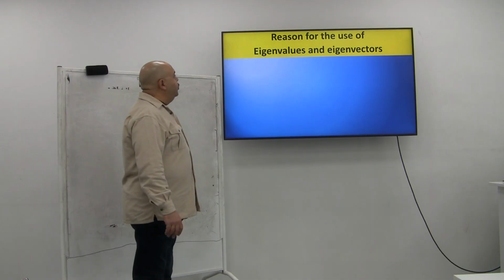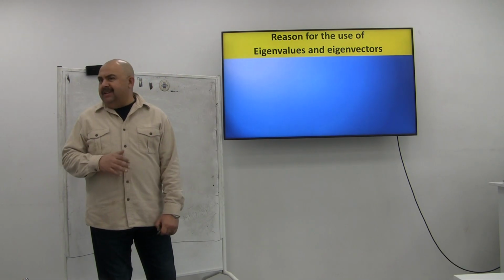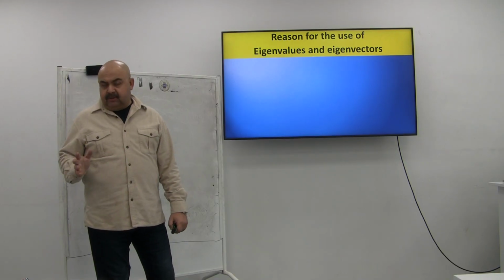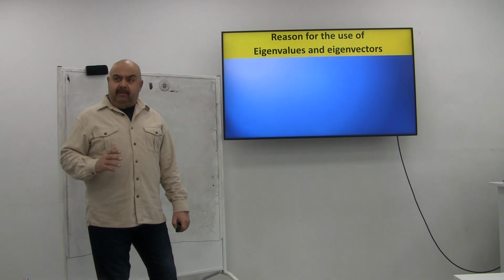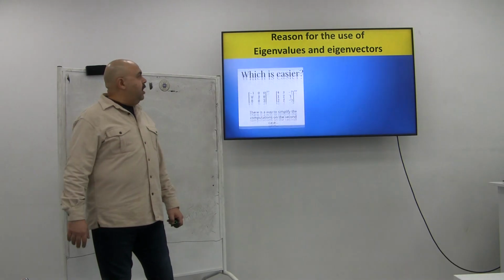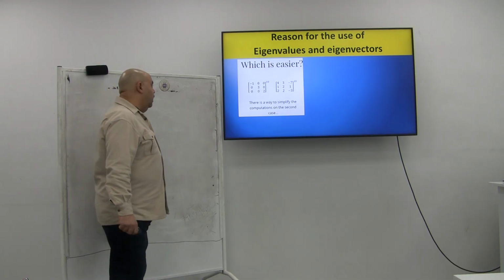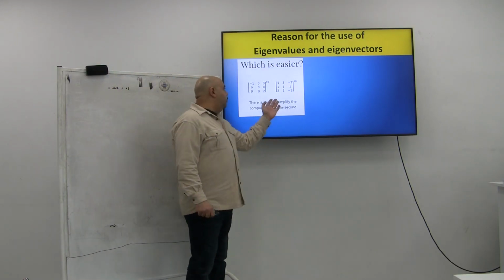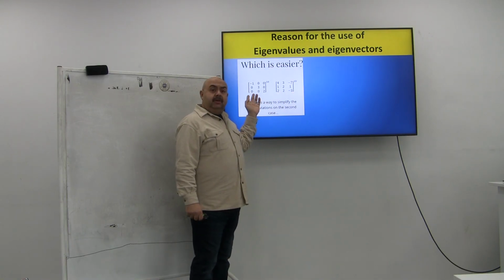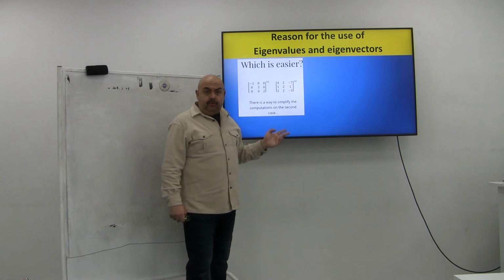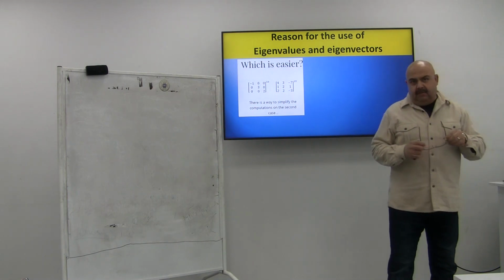Okay, we will start with the reason for using eigenvalues and eigenvectors. Of course, the applications in STEM are enormous. If you try to search or Google it, you will find plenty of applications where you can use eigenvalues and eigenvectors. The easiest one, and it's really in front of you: which is better to use, this matrix or that matrix? Which matrix is going to be easier for you to evaluate, for example, to the power of 10? The first matrix or the second matrix?